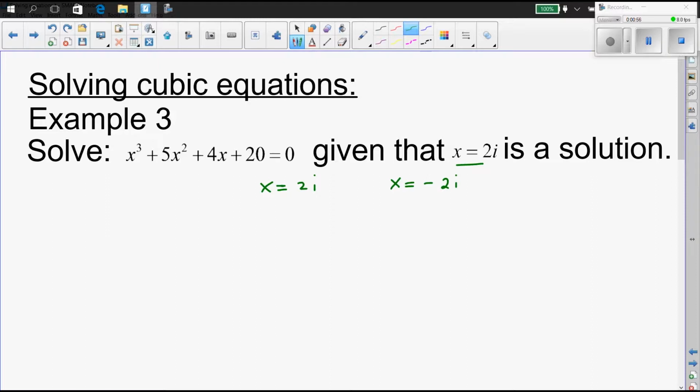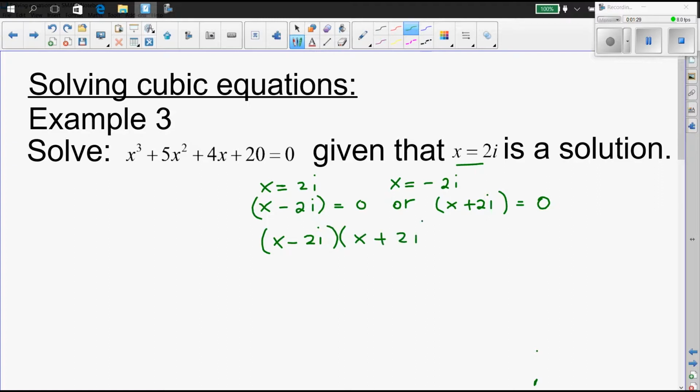So if x equals 2i, I can say that x minus 2i will equal 0, or x plus 2i will equal 0 if I take my imaginary number across the equals sign. If I multiply these two together, they are going to be two of the factors of my cubic equation. And since each one equals 0, if I multiply them, I can deduce that the product will equal 0.